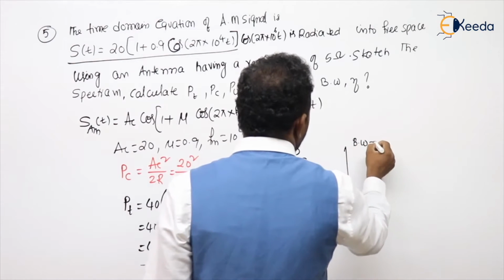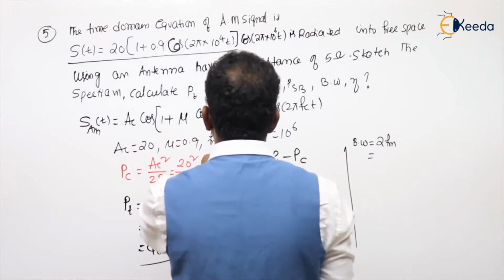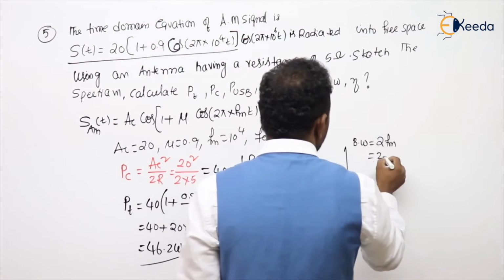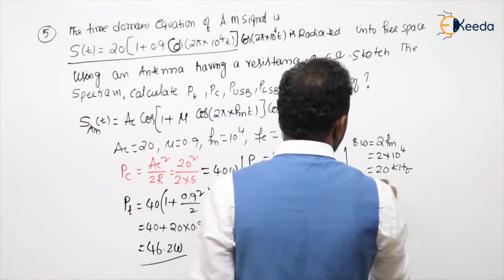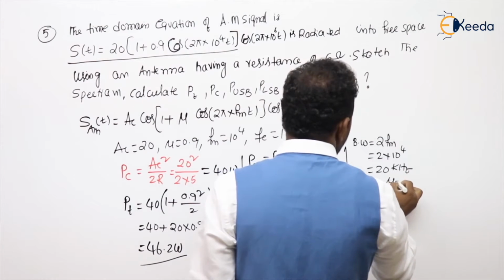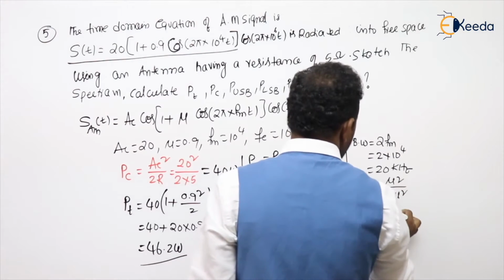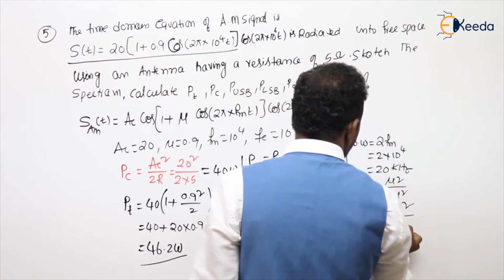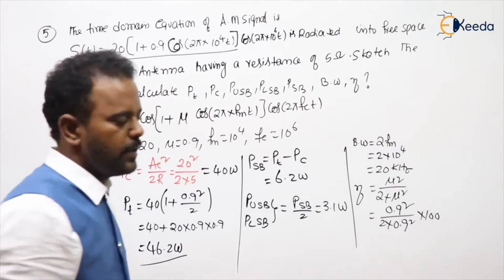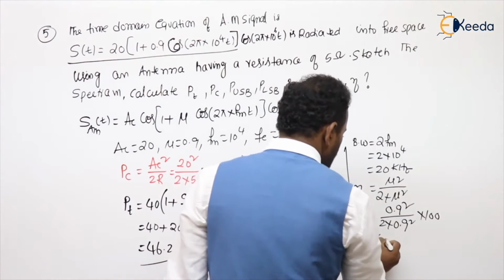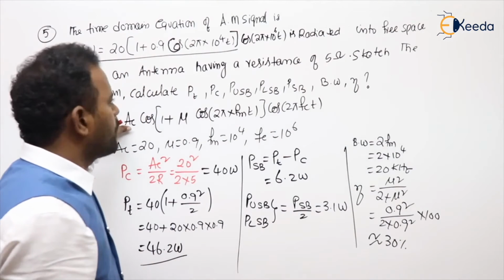Next, what is asking? Is asking next bandwidth. Bandwidth is 2 fm. What is the fm value? 10 power 4. 2 into 10 power 4. Means I can say 20 kilohertz. What is the efficiency formula? mu square by 2 plus mu square. Mu is 0.9 given. So 0.9 square by 2 plus 0.9 square. Efficiency means into 100 you can take. Not sure, approximately I think 30% will come. Approximately.